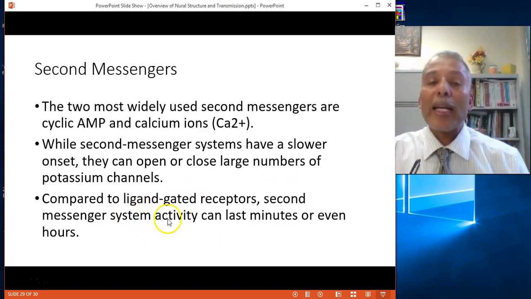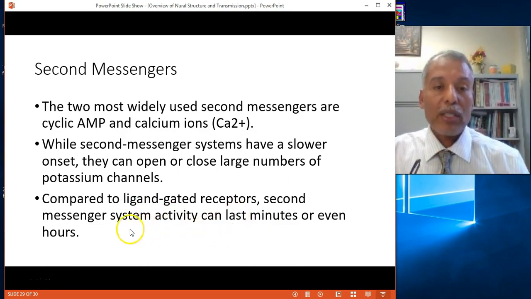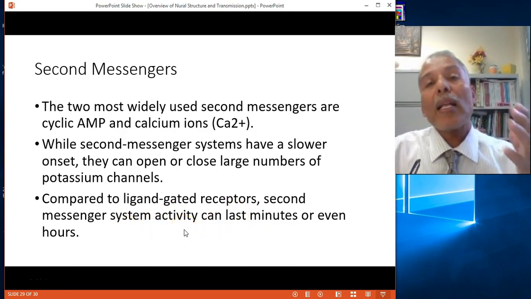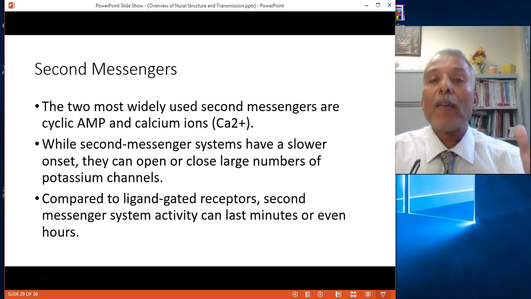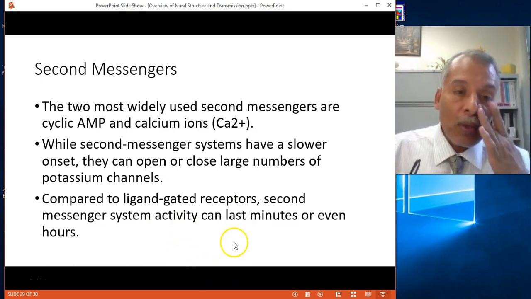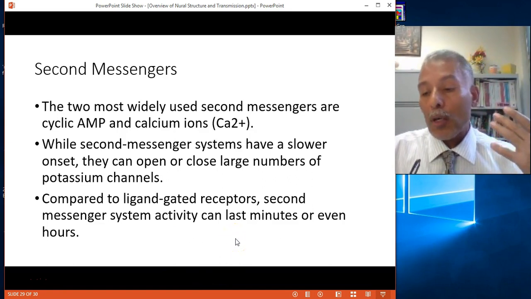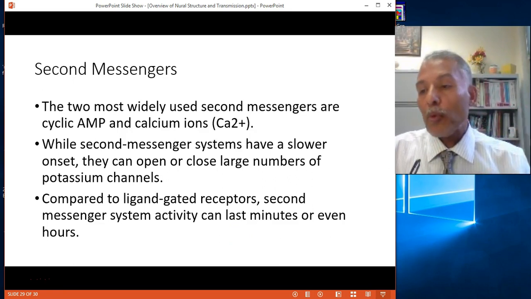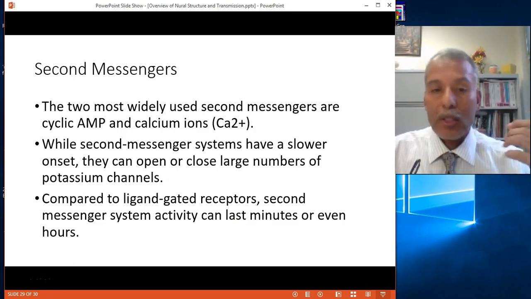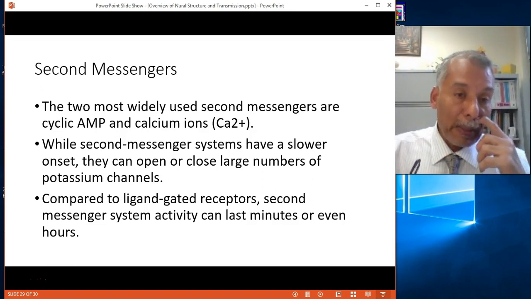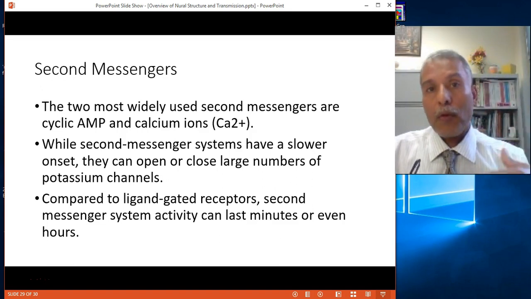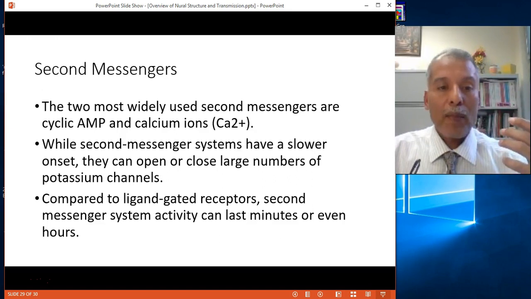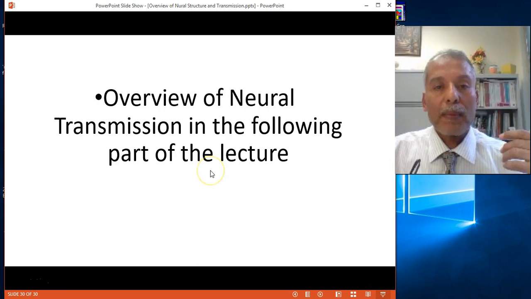So again, compared to ligand-gated receptor channels, second messenger system activity can last for minutes or even for hours. So that is going to be critical for consolidation of memories, for connecting your previous knowledge with your past knowledge, and so on. So both of them are needed, but the neurons that are going to fire for a long time are going to require second messengers.